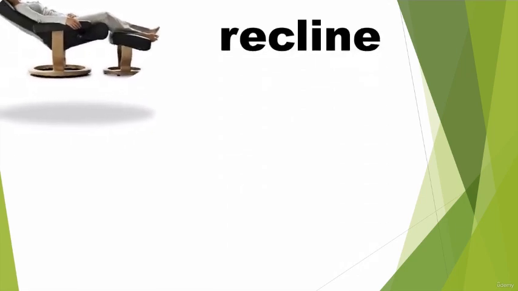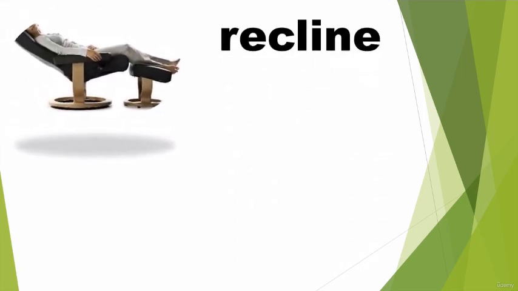The next word is recline. As you can see in this picture, the woman has reclined on this chair. So recline means to lie down, stretch out, or lean back. We can give you here actually 3 synonyms. It's a good idea to learn other synonyms if you want to improve your English vocabulary. So recline means lie down, stretch out, lean back.